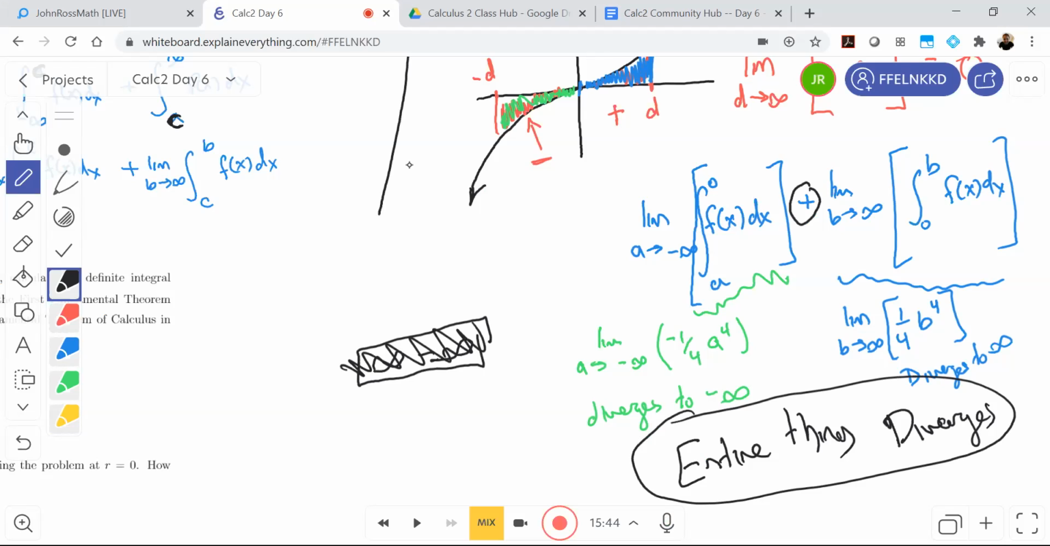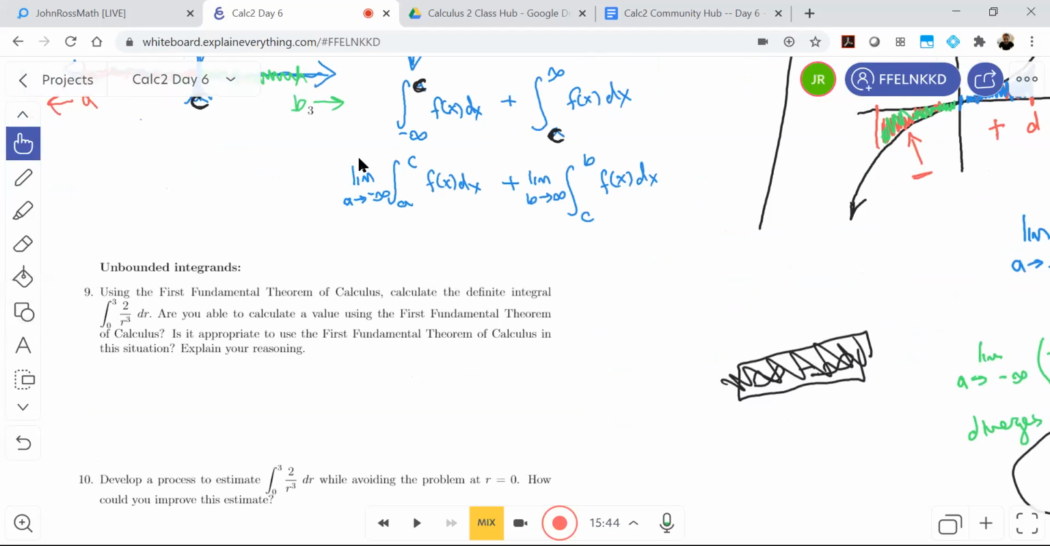Cool. So in fact, when we have these doubly infinite improper integrals, we have to split it into its two respective halves. We have to take the one half and the other half separately. And if either one of them, it turns out, is something infinite, we just say that the entire thing diverges.